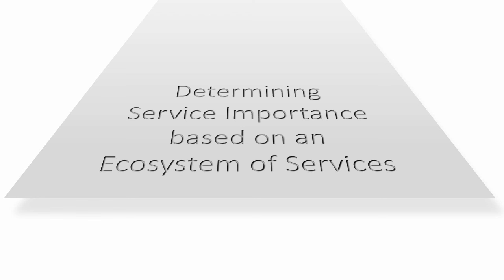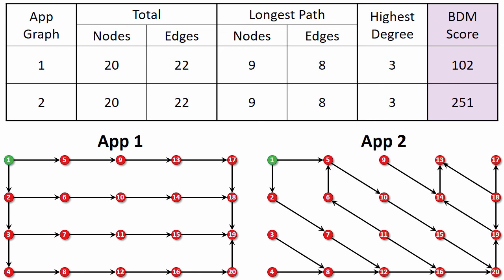Hello. In my previous video, I used the block decomposition method to compute the complexity of an application based on its network of services. This time, I'll examine a way to compute the importance of each service in an ecosystem. Just like when I showed that you couldn't judge complexity based on simple measures, I'll show that intuition is not always intuitive when determining importance either.